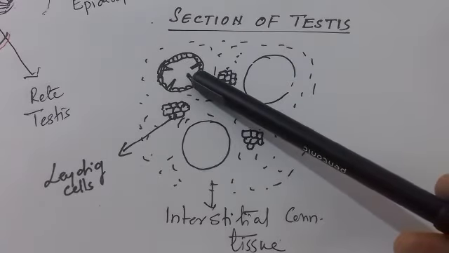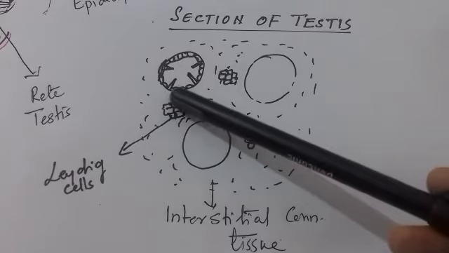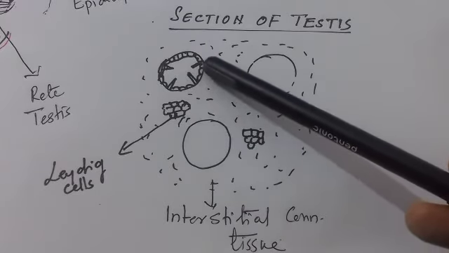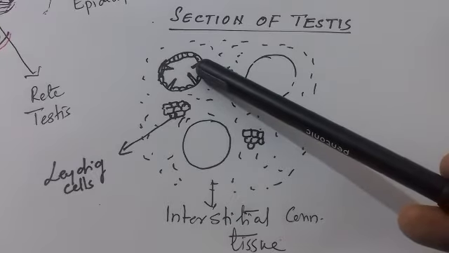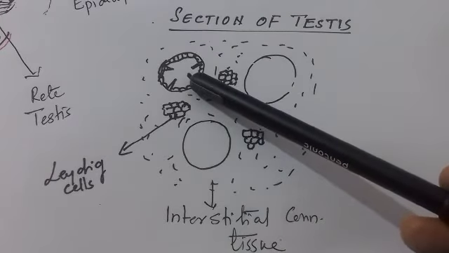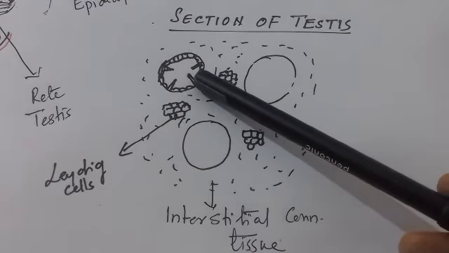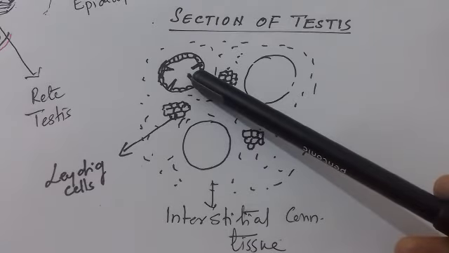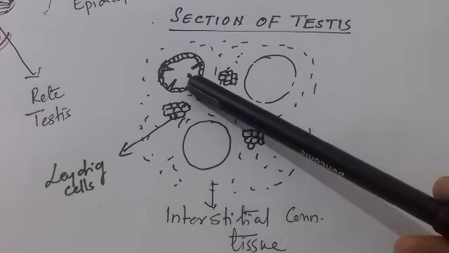cuboidal cells and conical shaped cells. You can see some of the germinal epithelial cells are cuboid, that is the germ cells, actually the spermatogonia from where the sperms are produced. And the conical or pyramid type of cells are said to be Sertoli cells. They are also known as nurse cells. Why? Because they provide nourishment to the developing sperms. They do not take part in the formation of sperms.